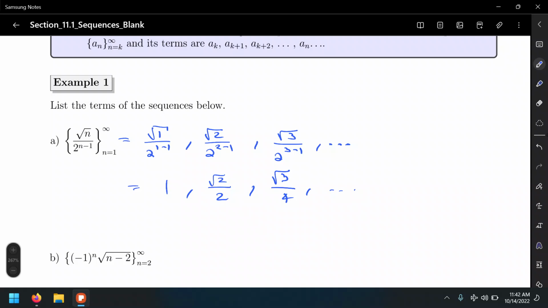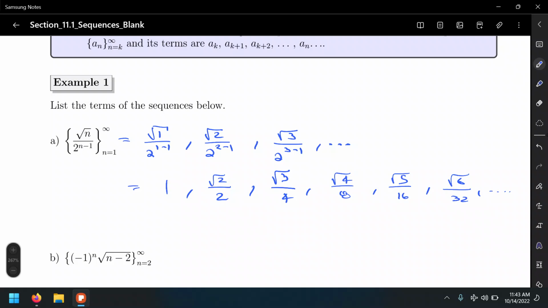And well, of course, if we continue this pattern, that has to be, without doing the calculation, the square root of 4 over 2 to the 3rd, which is 8. The square root of 5 over 2 to the 4, which is 16. And the square root of 6 over 32, comma, and this simply goes on forever. Okay?